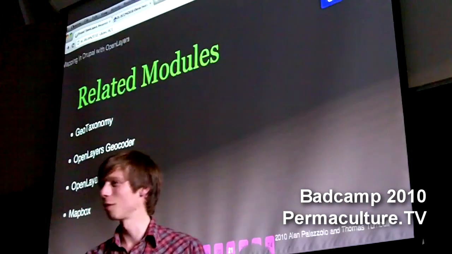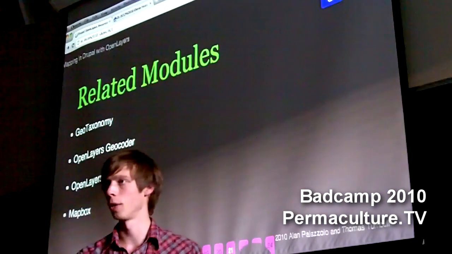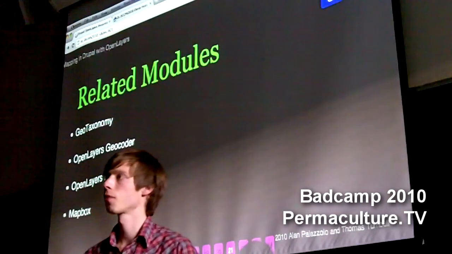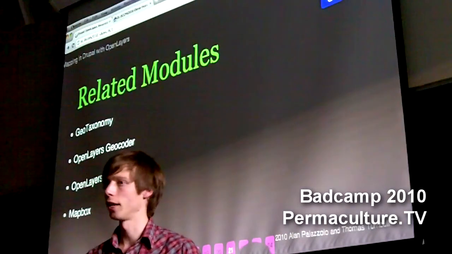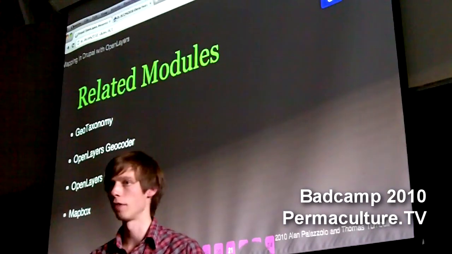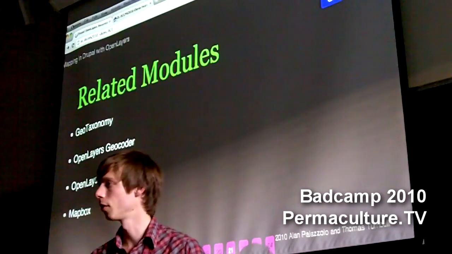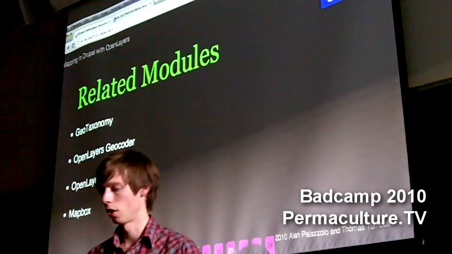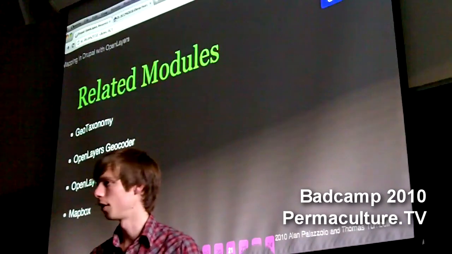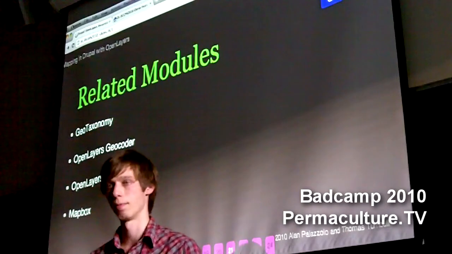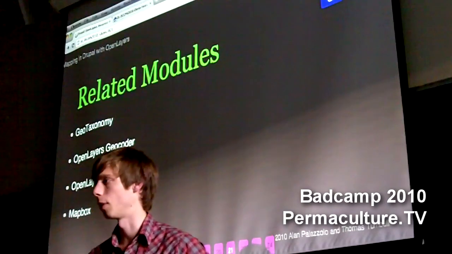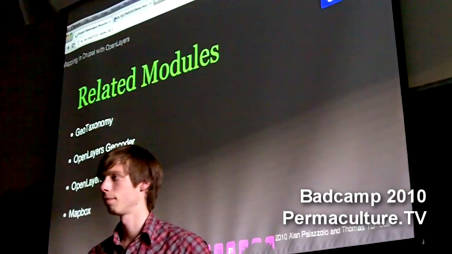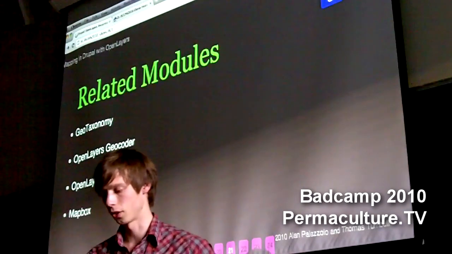Going on to some of the related modules I've mentioned, there's geotaxonomy, which is a way to have different layers or different markers based on taxonomy. I remember the GMap module in Drupal did something very similar, which was awesome. This is a way to do it here as well. And this is a way to group things together to have different size dots showing up on the map when there are many instances of something.